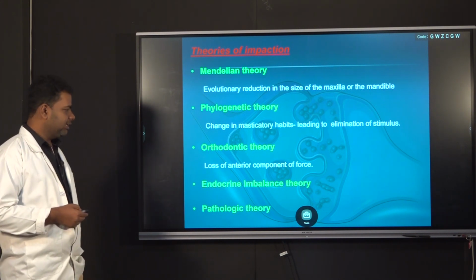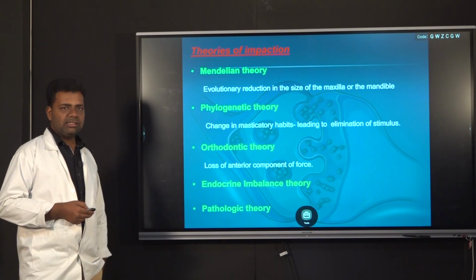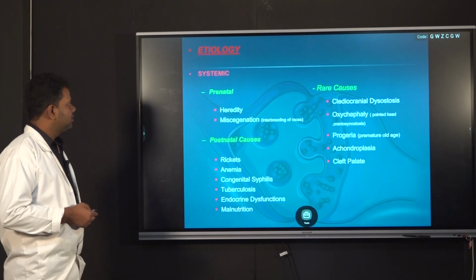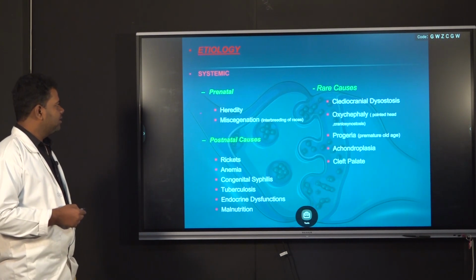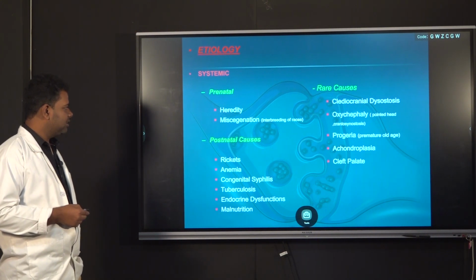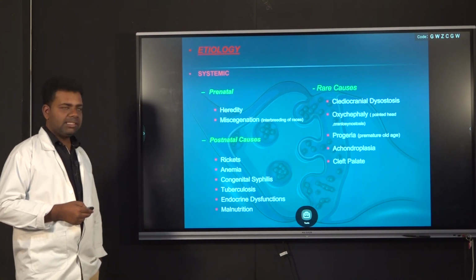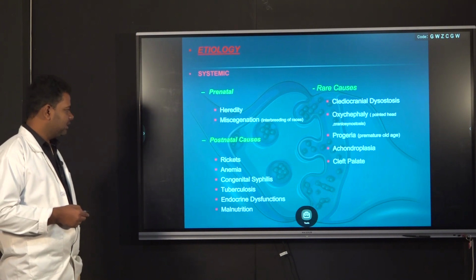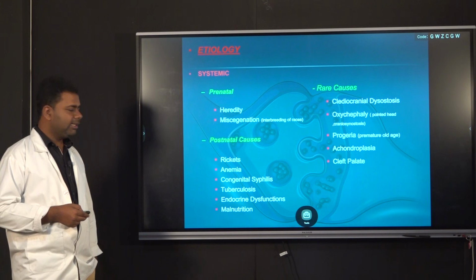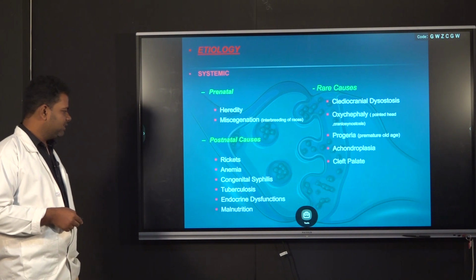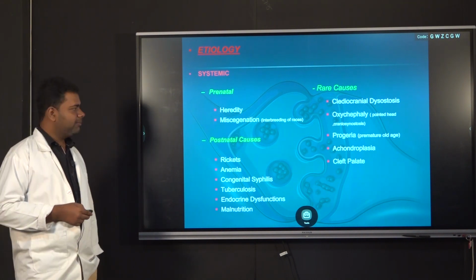And pathological theory: due to the presence of any cysts or tumors, the dental follicle will not give rise to the teeth. So the etiology may be systemic. In the first one, prenatal, that is before birth, due to heredity or miscegenation, impaction can result. And postnatal causes, that is after birth, are diseases like rickets due to deficiency of vitamin D, anemia due to deficiency of hemoglobin, congenital syphilis, tuberculosis, endocrine dysfunctions and malnutrition, which can result in impaction of the tooth.